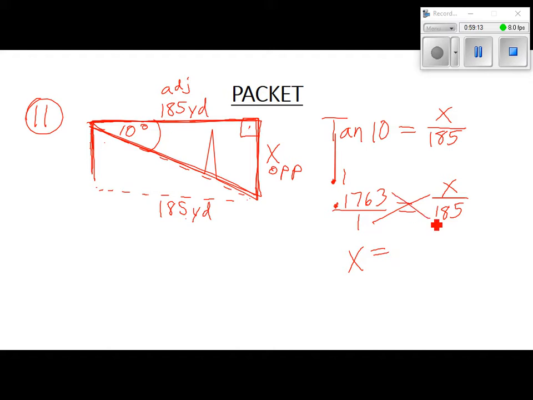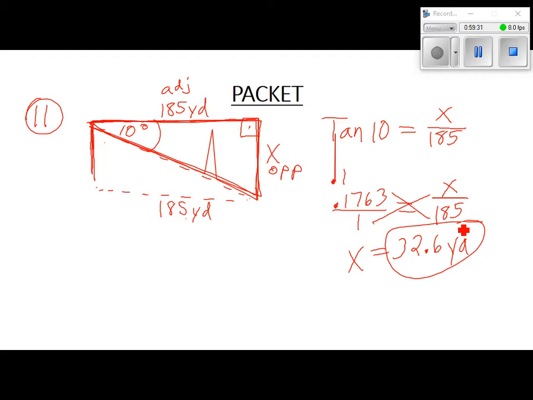Cross multiply the other way. So what do you get? 32.6. 32.6 what? Yards. So what's that telling us? Somebody explain that to me. That's how much higher the tee box is than the green.